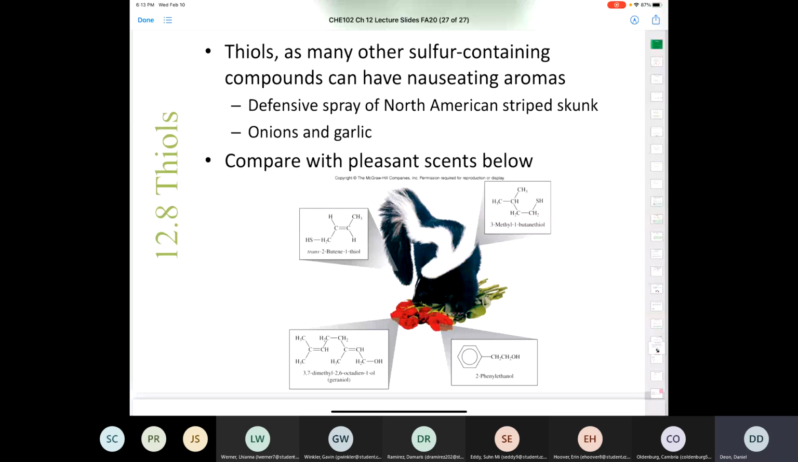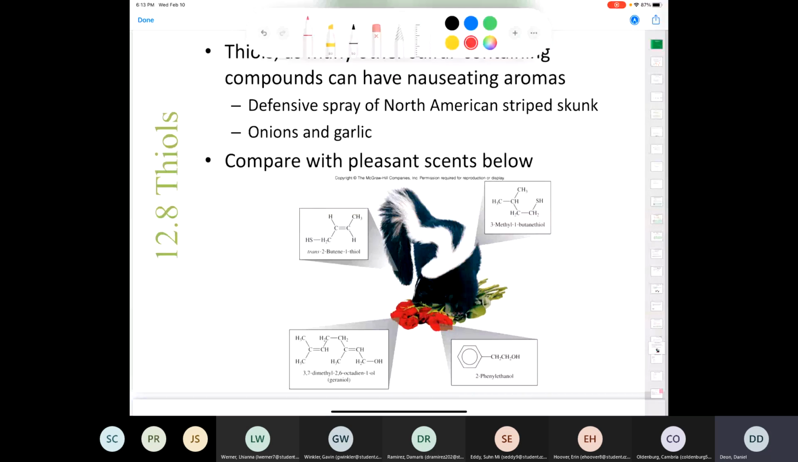Also, if you've ever smelled a skunk, the odor from a skunk comes from thiols. So here we have a picture. It's a weird picture, but it's a picture of a skunk with some roses. So very different, contrasting odors here, right? If we look at the molecules on the top, they are found in the skunk spray. And you notice that both of them have thiols, right? Here we have a thiol and here we have a thiol. So nasty smelling compounds, I should say, found in the skunk spray.